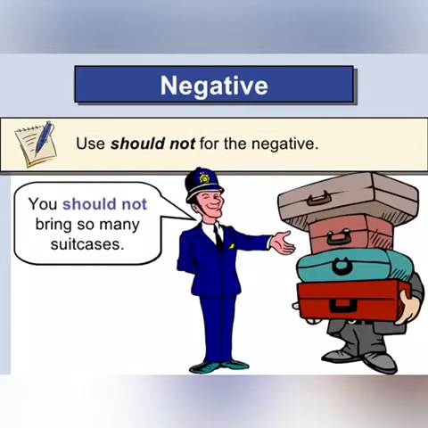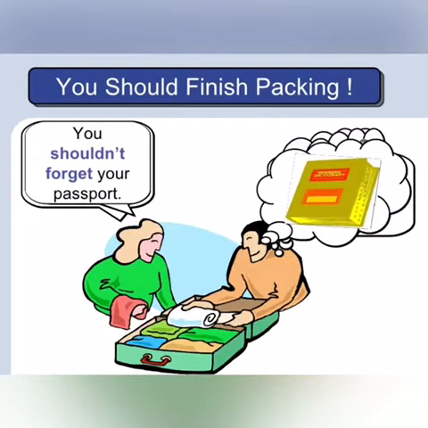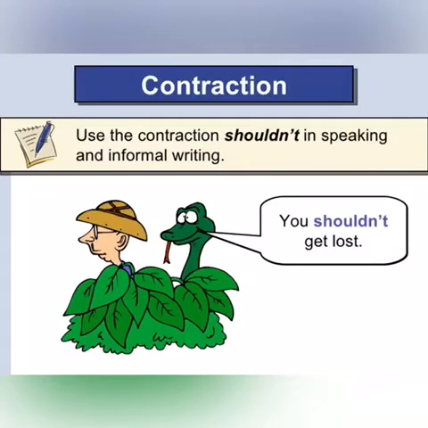Now, if we talk about the negative, you use should not for the negative. For example, you should not bring so many suitcases. The next example is you shouldn't forget your passport. If we talk about the contraction, use the contraction shouldn't in speaking and informal writing. For example, you shouldn't get lost.